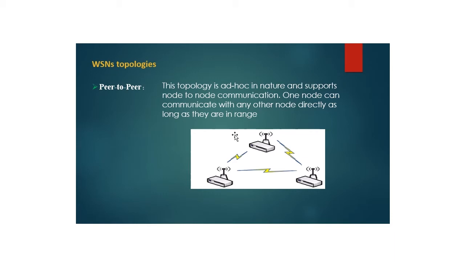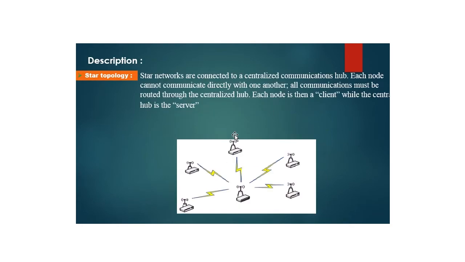Wireless networks have four topologies. The first one is peer-to-peer topology. From the picture we can see this contains three nodes; each node communicates directly with the others as long as they are in range.